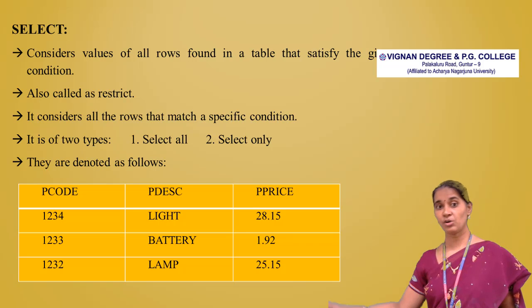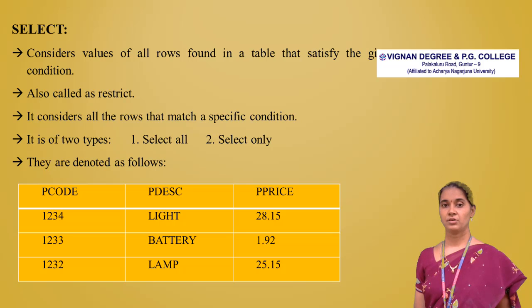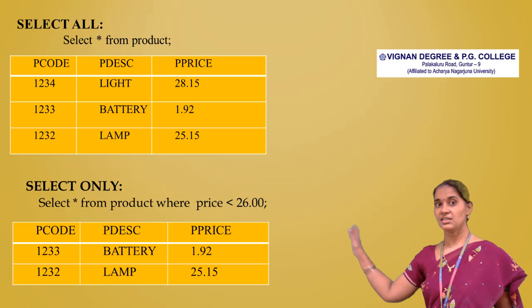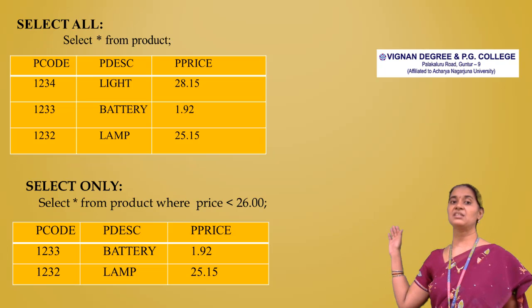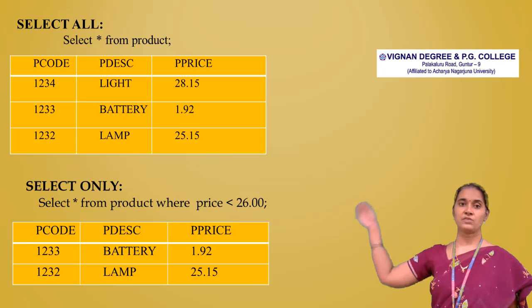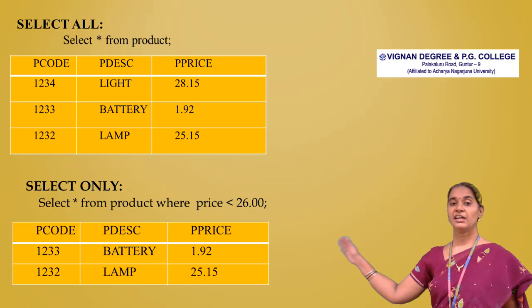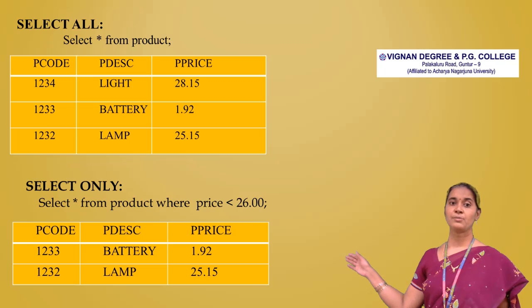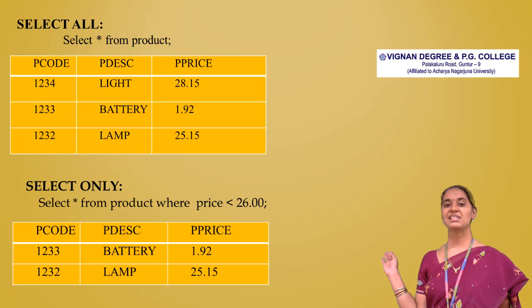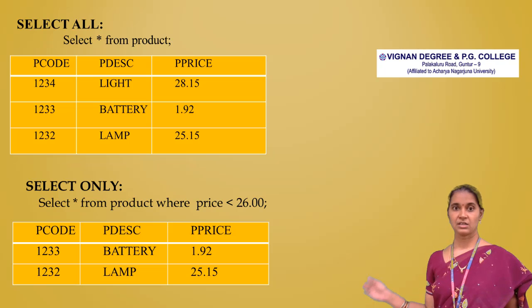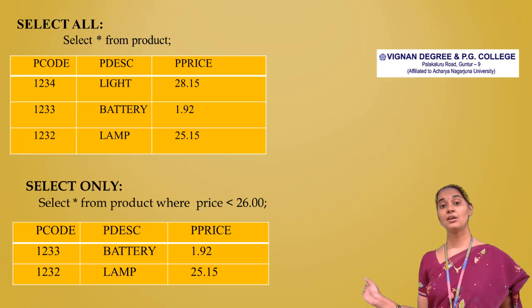Now consider this table with 3 columns and 3 rows: 1, 2, 3, 3; 1, 2, 3, 4; and 1, 2, 3, 2. In order to display all the rows as the table is, we use select all: select star from product. Star means all. It displays all the rows present in the product table. Select only displays only some. So, select only the products whose price is less than 26 rupees. Then the command is select star from the product table where product price is less than 26 rupees.